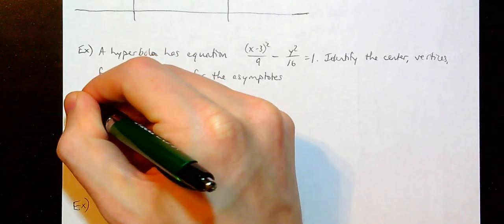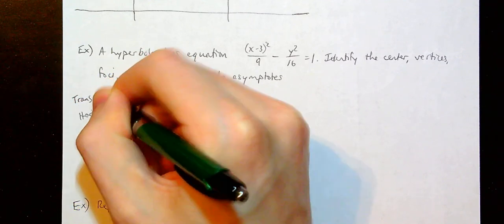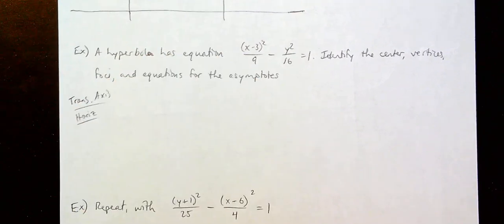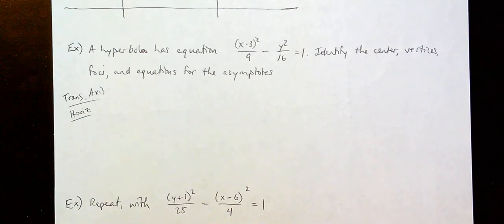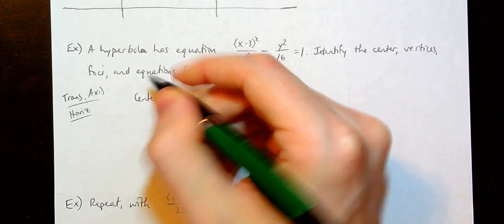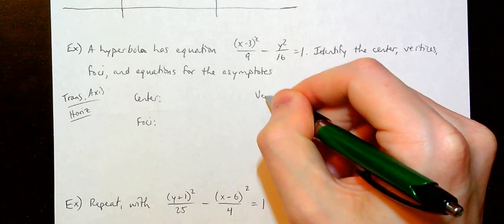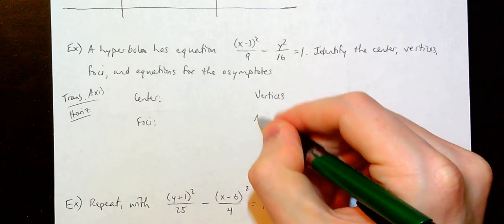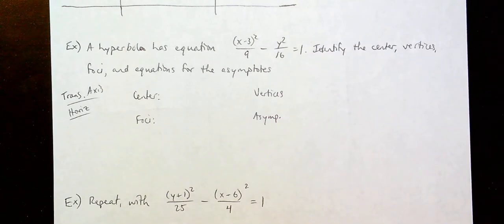Transverse axis horizontal. Okay, let's actually get into some of the key bits and pieces of information that we're going to need. We are going to need the center. We are going to need the foci. We are going to need the vertices. And we are going to need the asymptotes. All right, ASYMP for short.